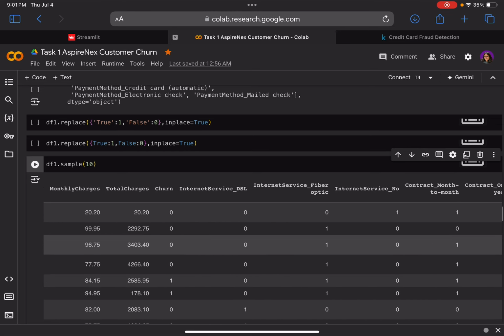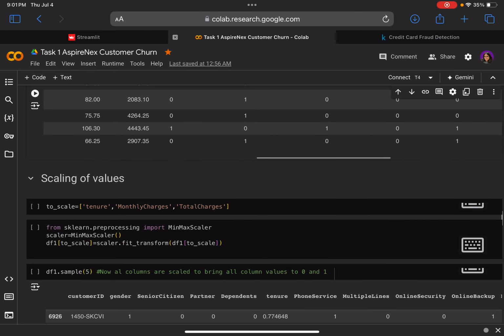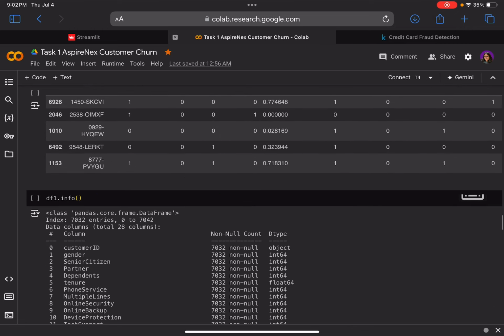Next, I have scaled the values for tenure, monthly charges and total charges, as the rest of the columns were in 0 and 1 form. Therefore scaling becomes necessary here.